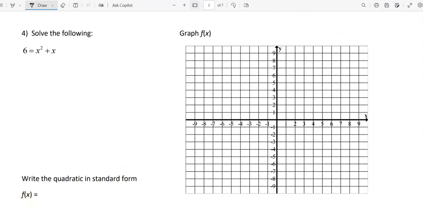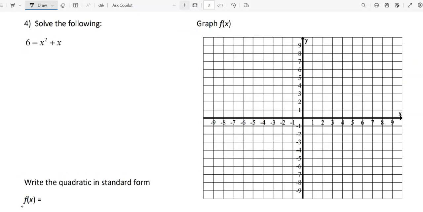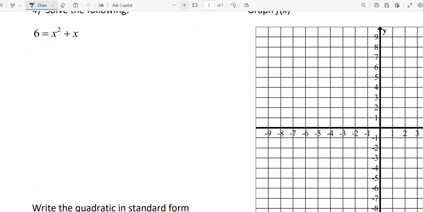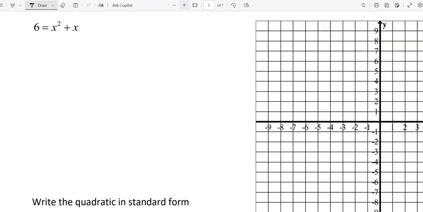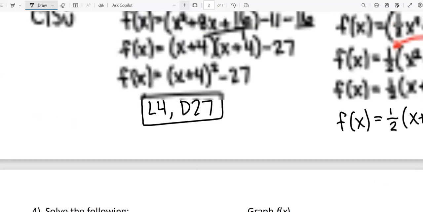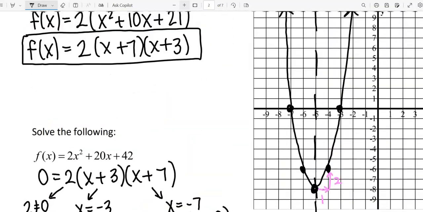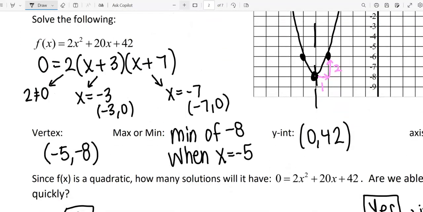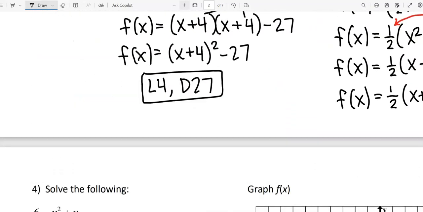Solve the following. Hey, how are we going to solve this? Is it just a flat line? What? No. So what kind of equation is this? Quadratic. How do we solve quadratics? How did we solve the last one? Ooh, we factored it, but if you're factoring it, it's got to be equal to 0.